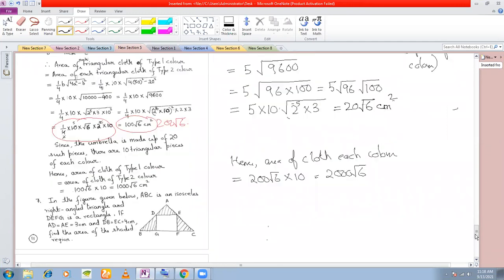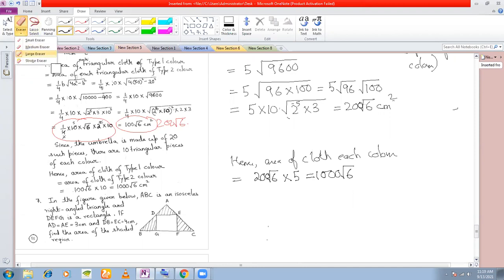So therefore the area of each cloth is this. The area of the total of each color that is required is 20 root 6 for one triangle, and there are 5 triangular cloths. So this should come to 100, yeah, this should come to 200 root 6. So this is 1000 root 6. Okay, that should be the answer.